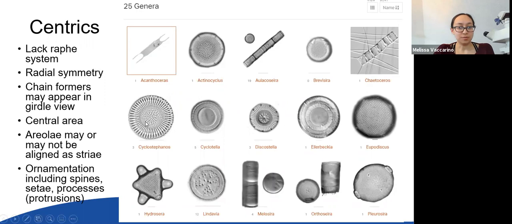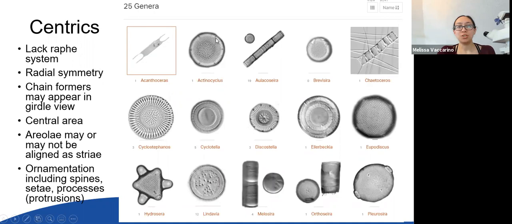You may see areolae that are aligned as striae, or not aligned and are just kind of random or in sectional patterns around this valve face. And you can look for special structures such as spines, cedi, or processes. So for example, in Chaetoceros, you can see the cedi, which helps with the buoyancy on this species, or in Actinocyclus, you can see what's called the remiportula.